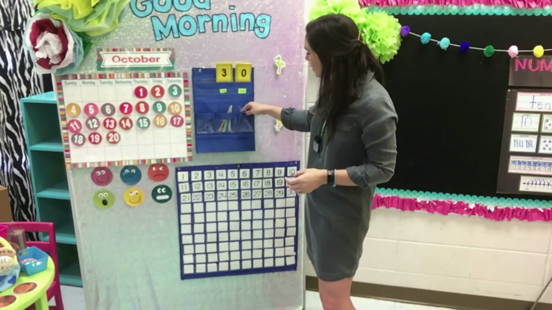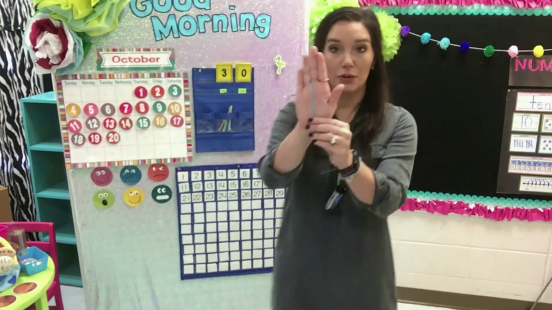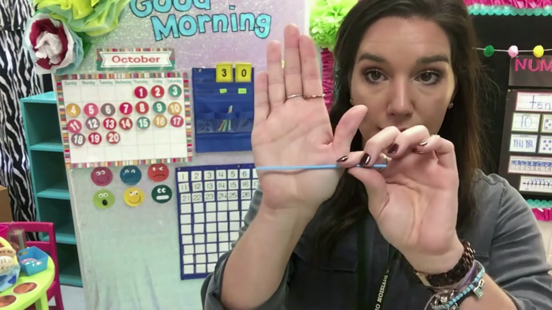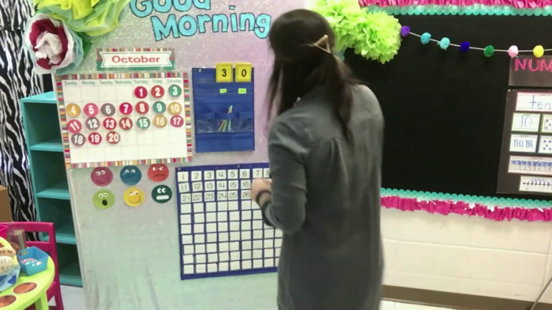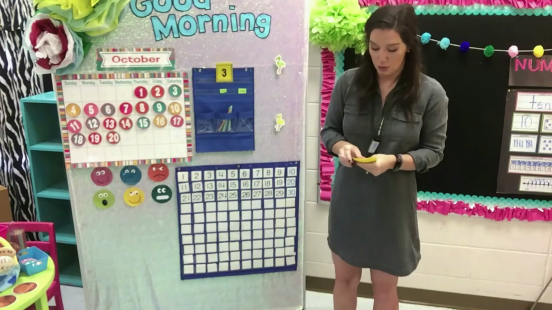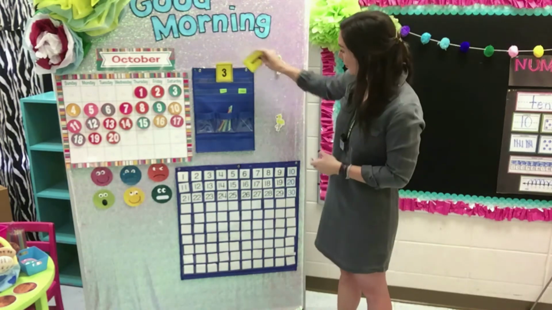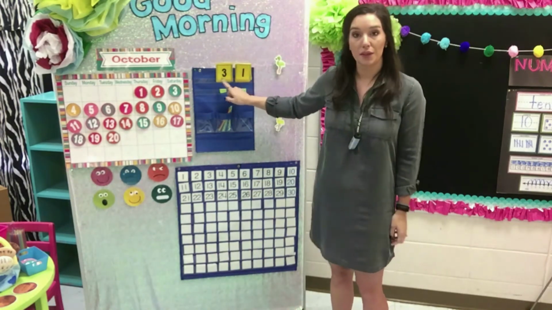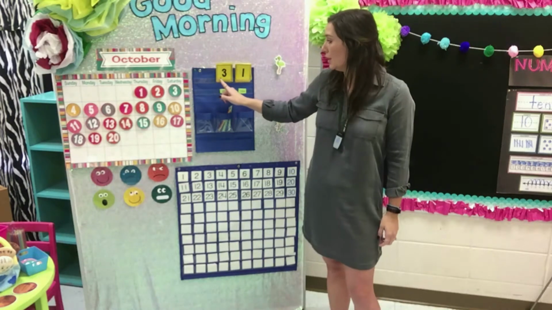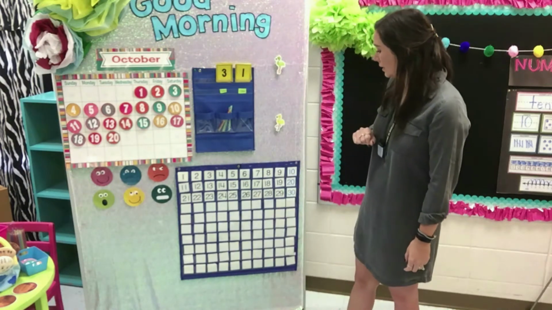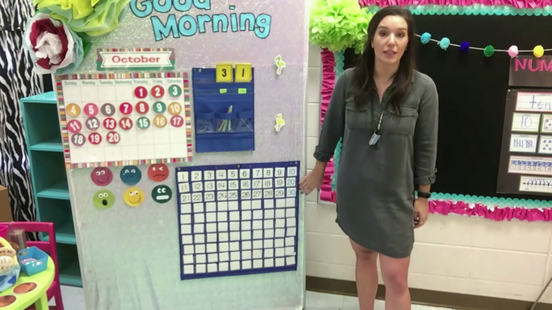Now let's see how many ones we have. How many do we have in our one pocket? Just 1, right? Okay, so I need to switch this 0 to a 1. And now I have the number 31. Read it with me. 31. All right, and yesterday we had been in school for 30 days.